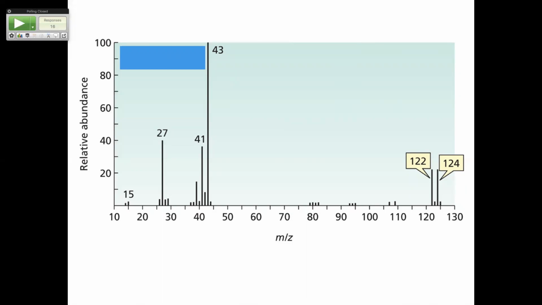Okay, so if I lose this, what's left? This is breaking off. What am I going to have? 43. Notice that 43 is my what peak? What is the tallest peak called? Base peak. Okay?